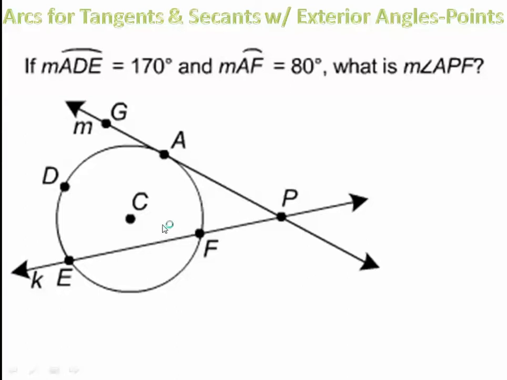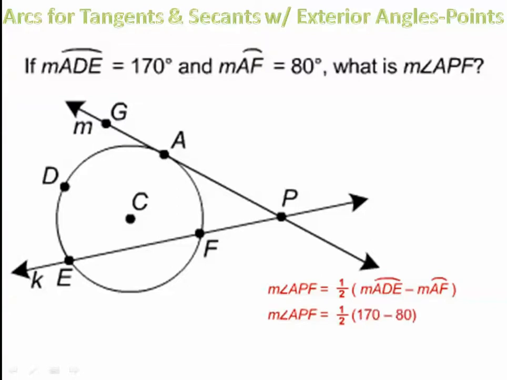You're still going to do this the same way. You're going to take the difference of the two arcs and divide by 2. They told us what the two arcs measures were, so let's see how they work this out. It's just like I told you. They're going to take the difference of the two arcs and they're going to divide that by 2. So what they've done here is plugged in the information they know. They said 170 minus 80 is 90. So they divide that by 2 and they find out that the angle is going to be 45 degrees.